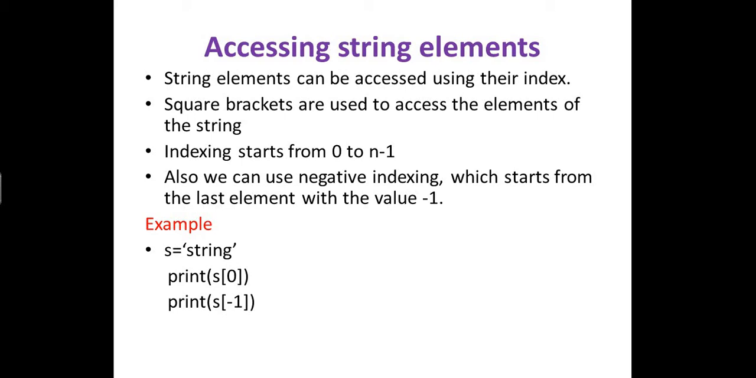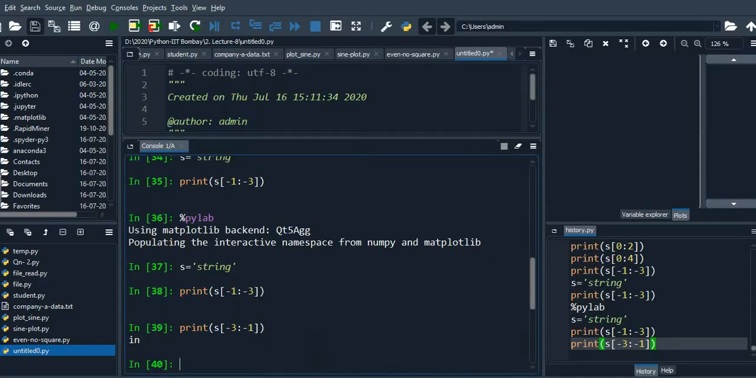Also, we have negative indexing concept in string. So the negative indexing starts from -1 and we will be starting from the last element of the string. Let us see this in Python.